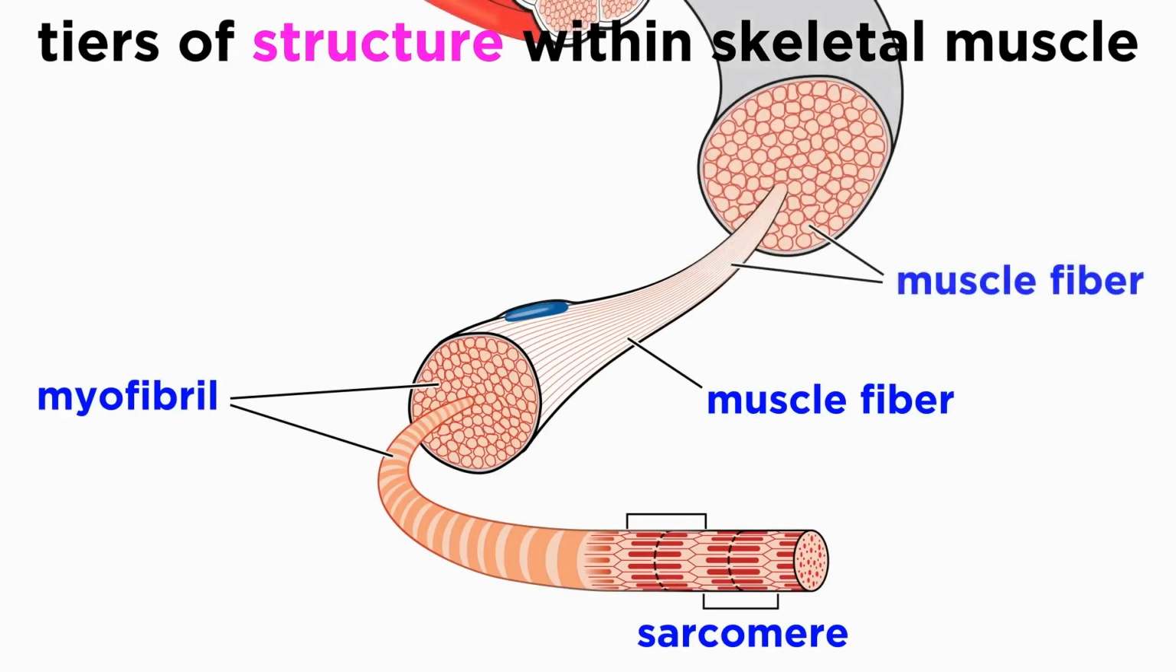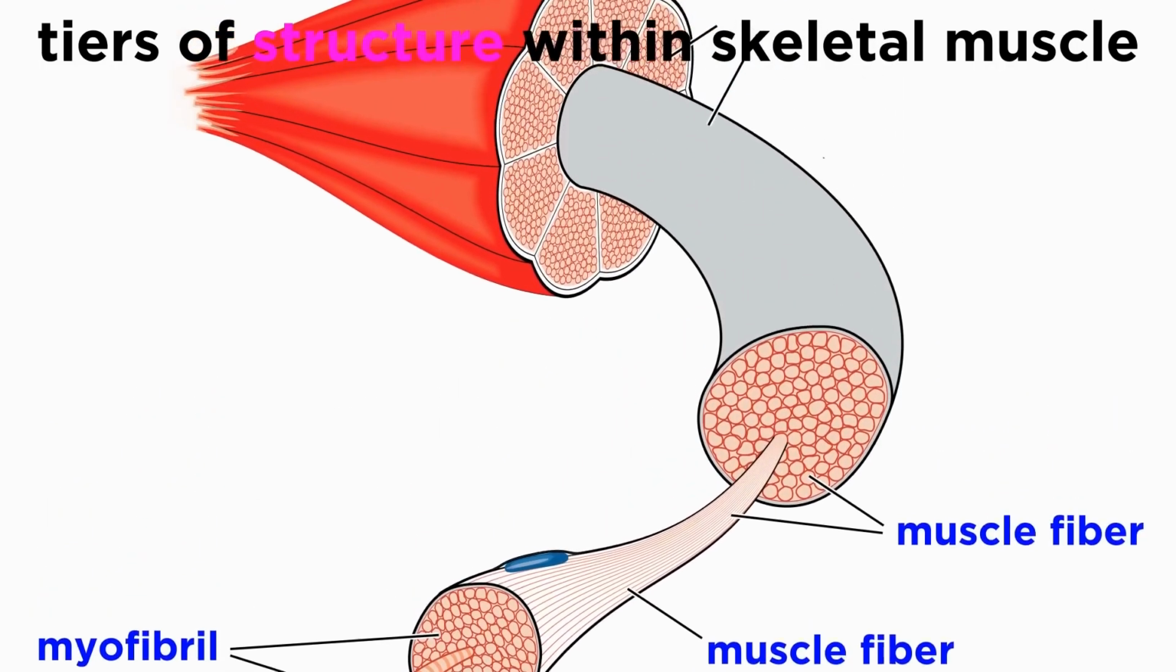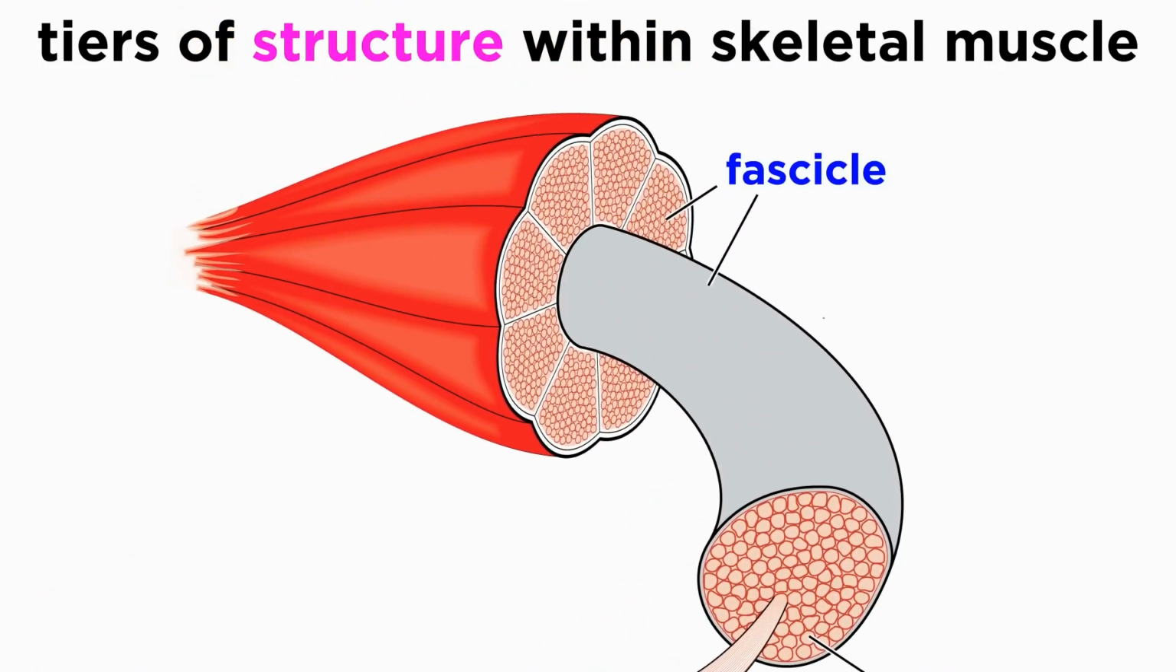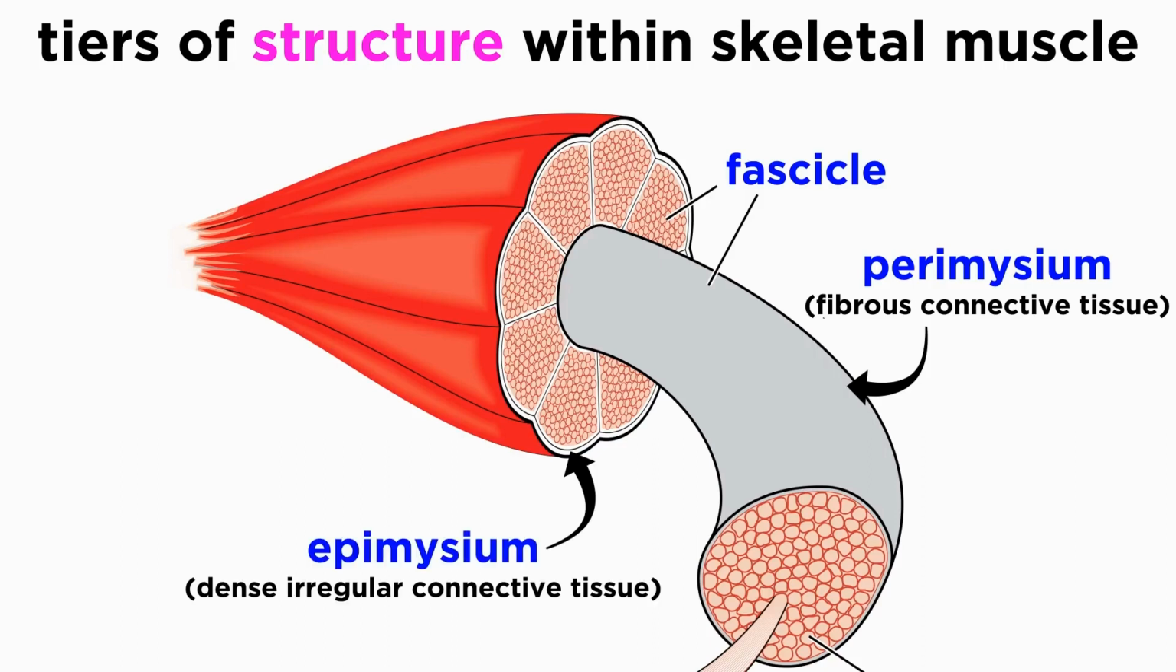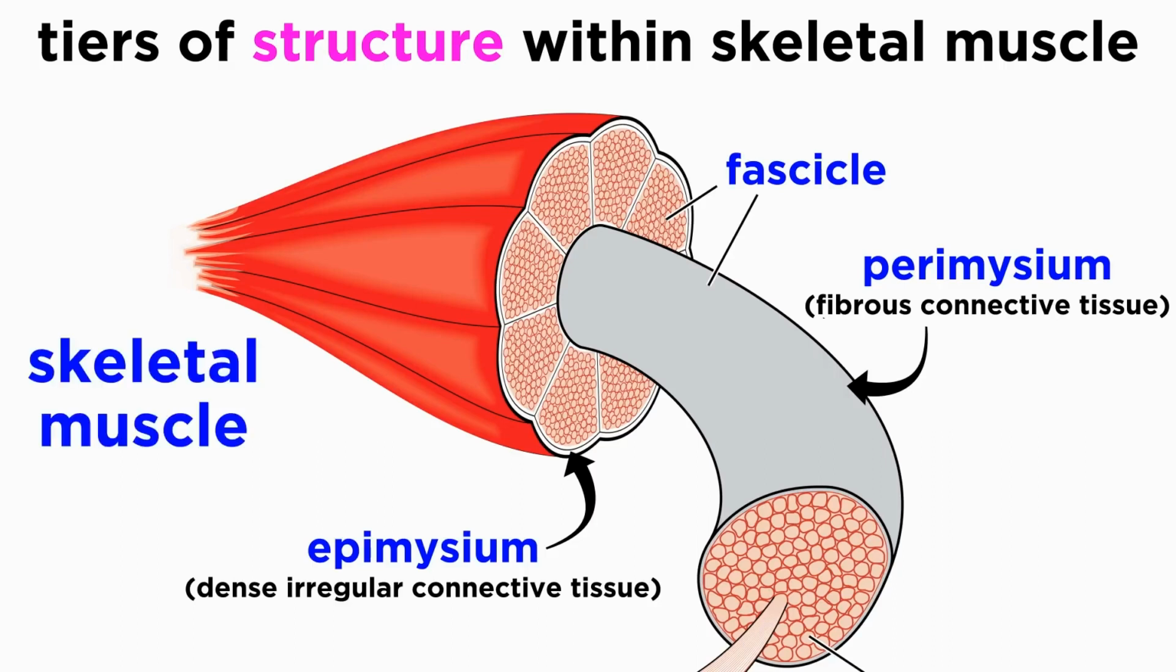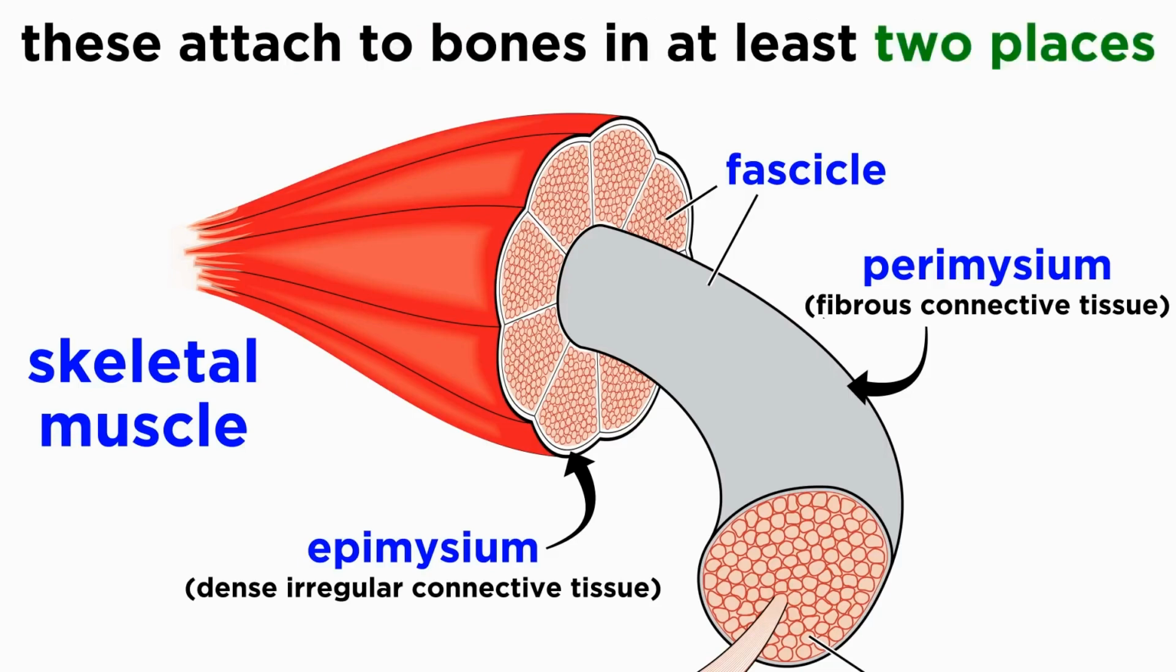Now zooming out from there, each muscle fiber is arranged into a bundle of muscle cells called a fascicle, which is surrounded by a layer of fibrous connective tissue called the perimysium, and multiple muscle fascicles will in turn group together to form an even larger structure, which is surrounded by a layer of dense irregular connective tissue called the epimysium. This group of fascicles, along with blood vessels, nerves, and all the tissue, comprise an entire skeletal muscle, and these will span joints and attach to bones in at least 2 places.